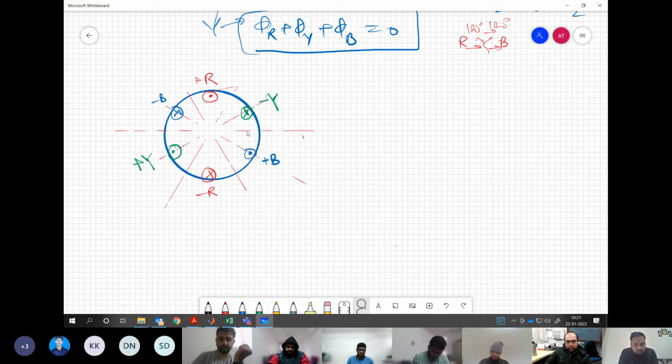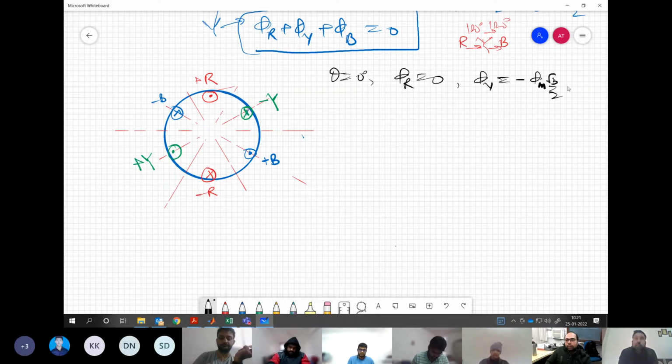Okay, now let us one by one try a few instances. Let's say at theta equal to 0 degree, what is happening? We have seen that phi r has 0 value, phi y has minus phi m root 3 by 2, and phi b has plus phi m root 3 by 2 value. Now, where is that going to be placed in this coil? R is certainly 0 over here. B is along the negative y axis and minus phi m root 3 by 2.